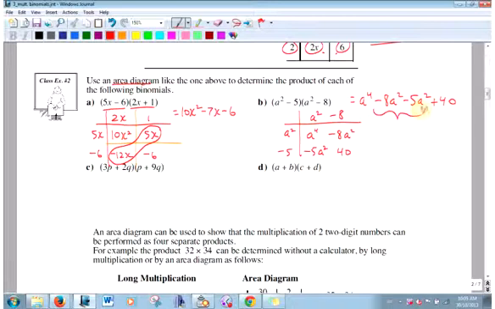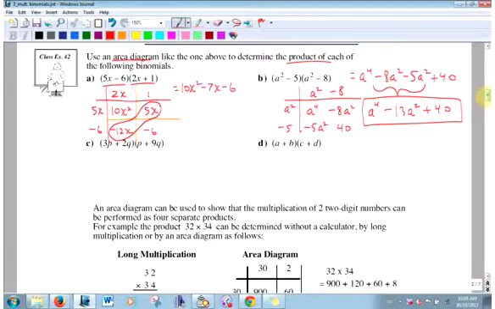I can collect these like terms, right? The a squareds are deer in headlights. I've got negative 8 deer in headlights, minus 5 deer in headlights. How many deer in headlights do I have? Minus 13 deer in headlights. So it doesn't say simplify, but we want to do that. Anytime you can collect like terms, it's understood that's what we want to do.